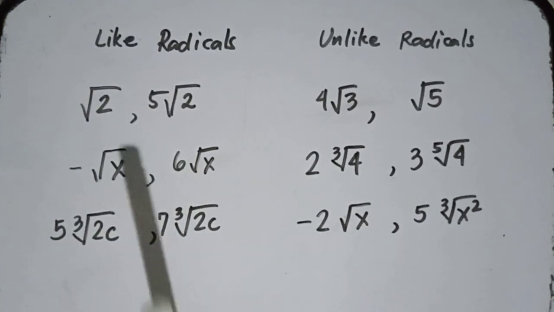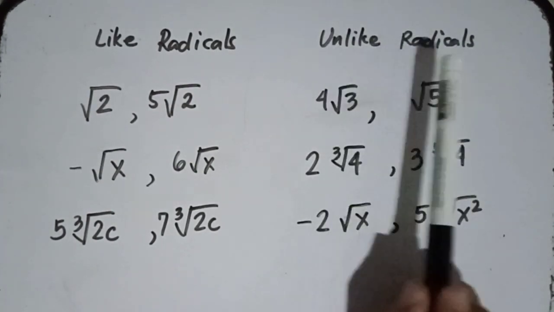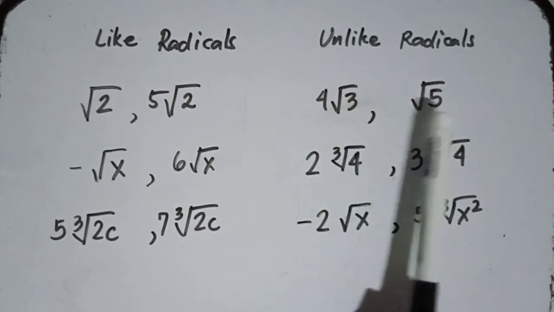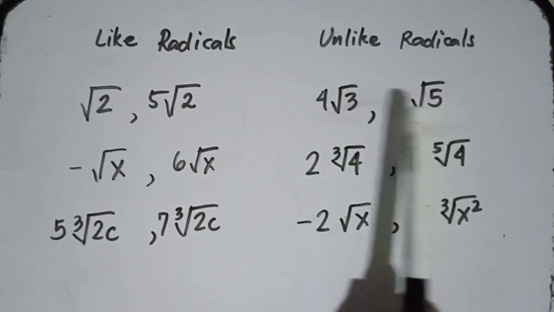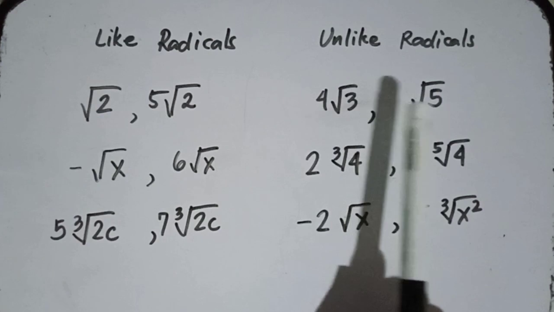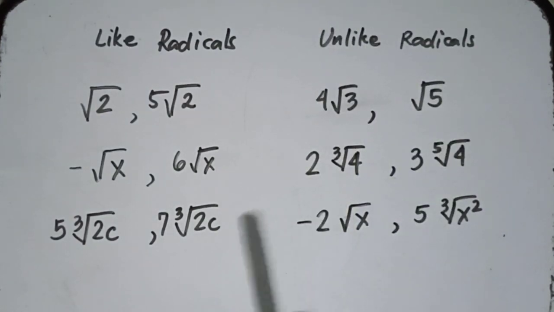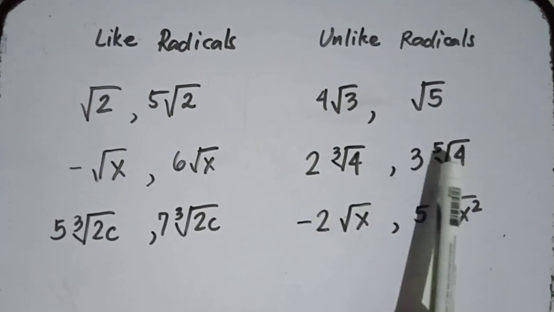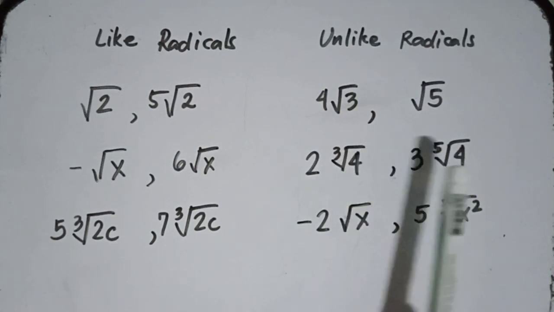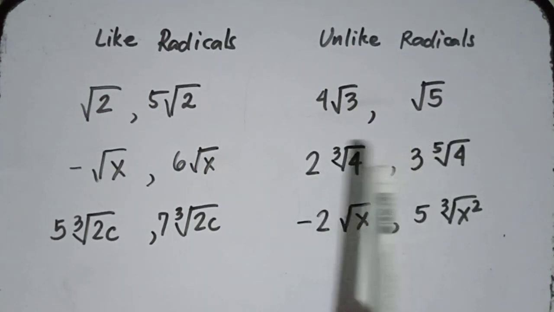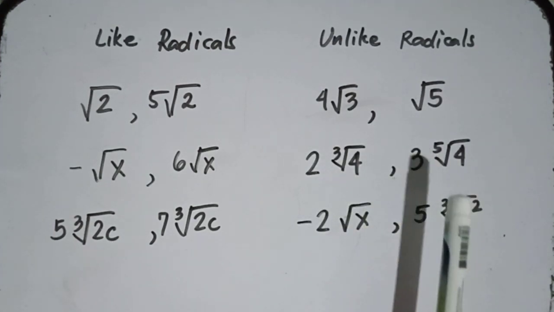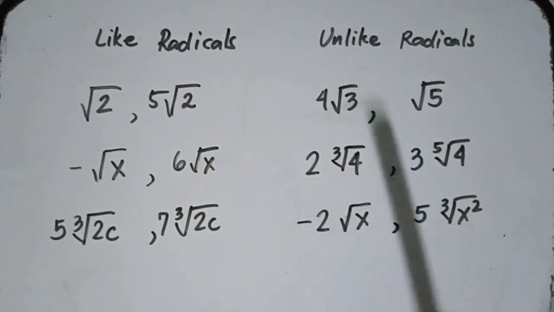Kasi kapag hindi sila magkaparehas, alinman sa kanila, tatawagin natin silang unlike radicals. Okay? So, for example, we have 4 square root of 3 and square root of 5. As you can see, they have different radicands, 3 at saka 5. Kaya masasabing sila ay unlike. Okay? This one, 2 times cube root of 4 and 3 times the fifth root of 4, although they have the same radicands which is 4, ang index naman nila this time ay magkaiba. Yung isa 3 at isa naman yung 5. So it is considered pa rin as unlike radicals.